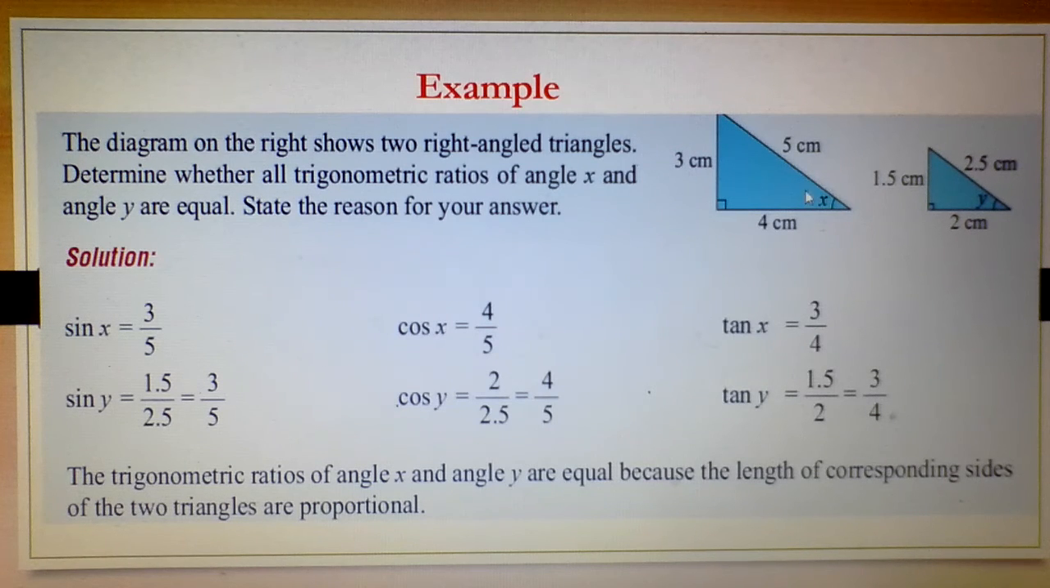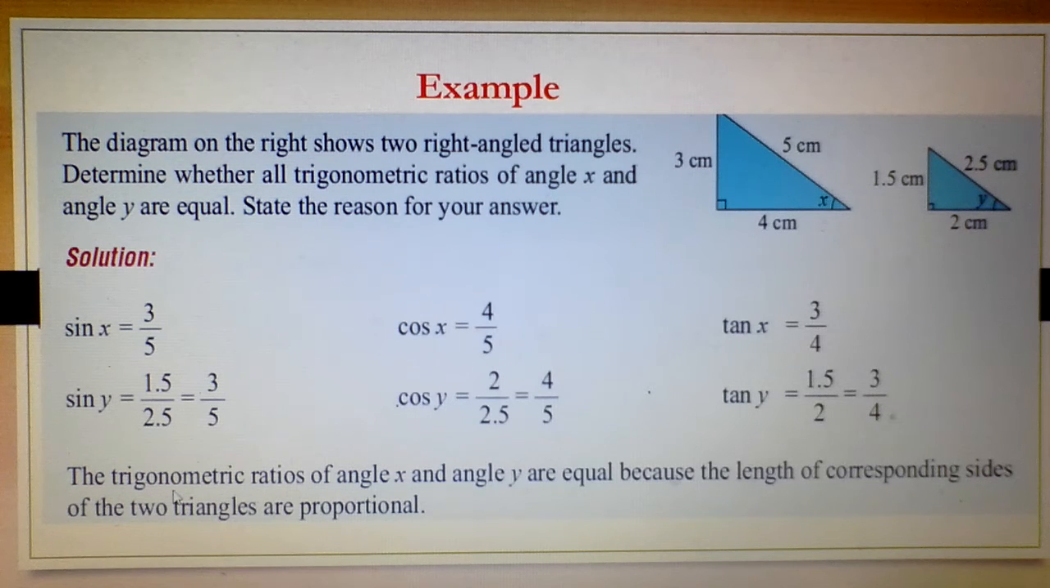So sin x here, opposite divided by hypotenuse, 3 divided by 5. Sin y, opposite divided by hypotenuse, 1.5 divided by 2.5. So we also get the same value, 3 over 5. Okay, for cos x, we do the same thing. We get cos x 4 divided by 5, adjacent divided by hypotenuse. Cos y 2 divided by 2.5, also the same value. Or if you want to write in decimal, also can. This means 0.6, here also 0.6. Here 0.8, here also 0.8. Tangent x 3 over 4, tangent y also 3 over 4.